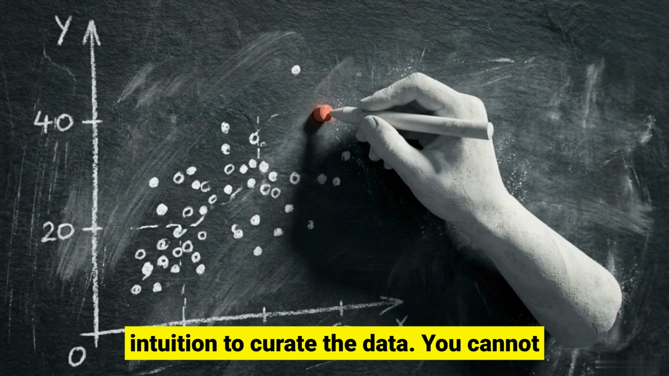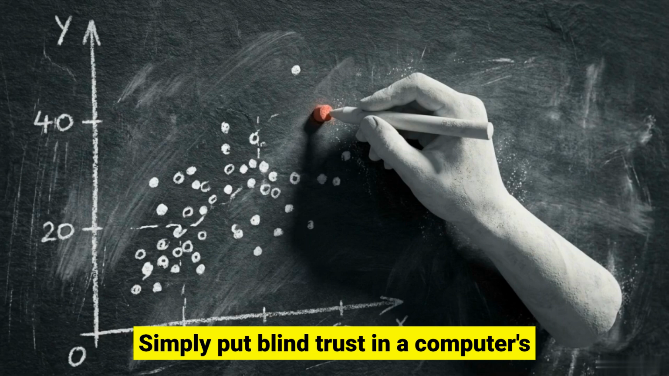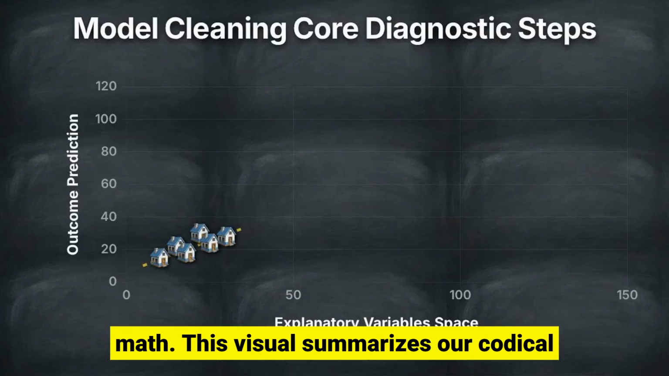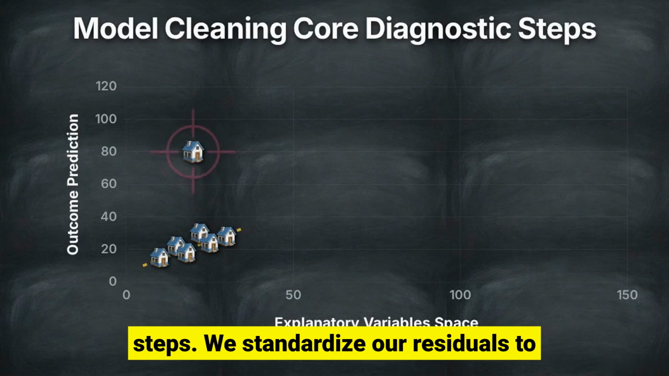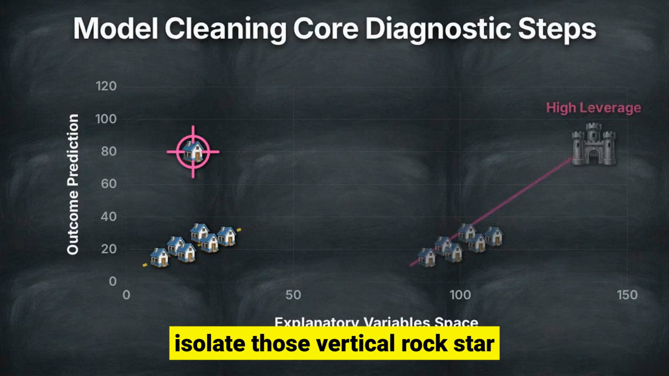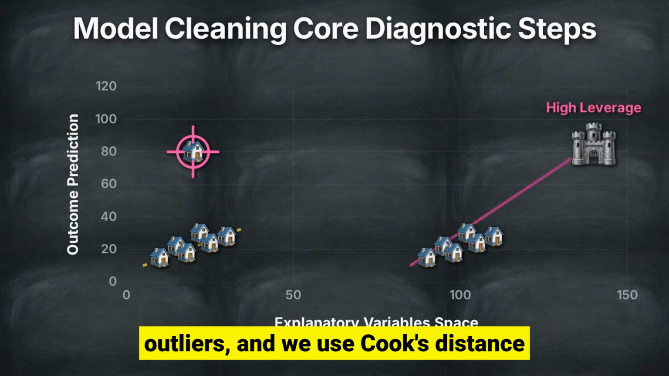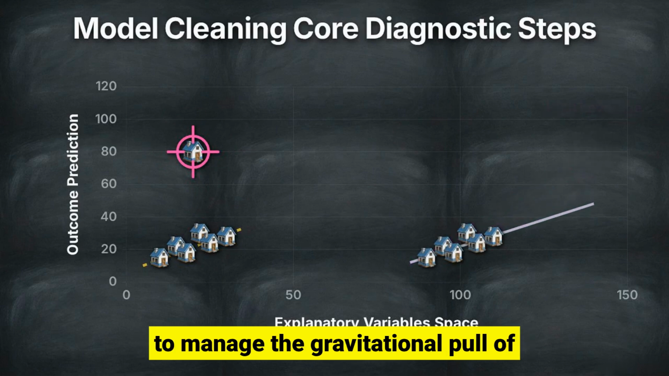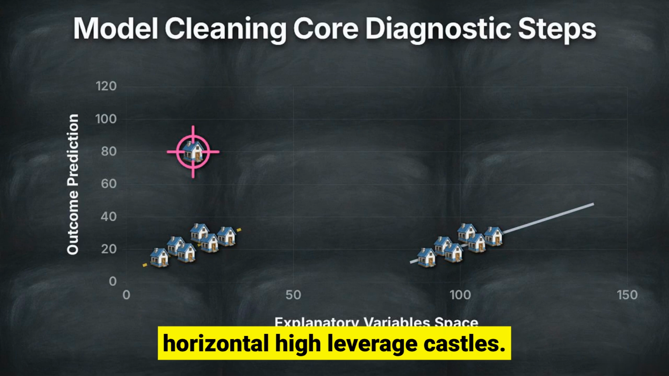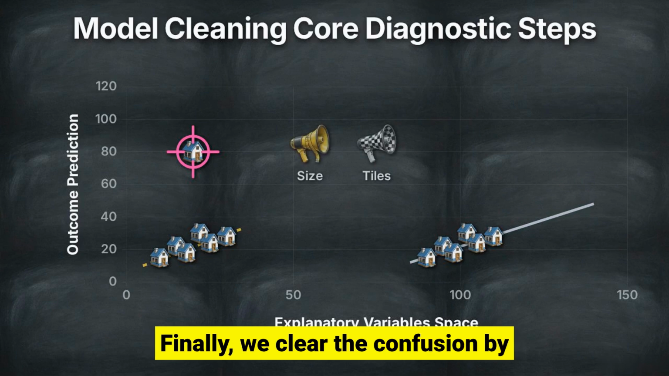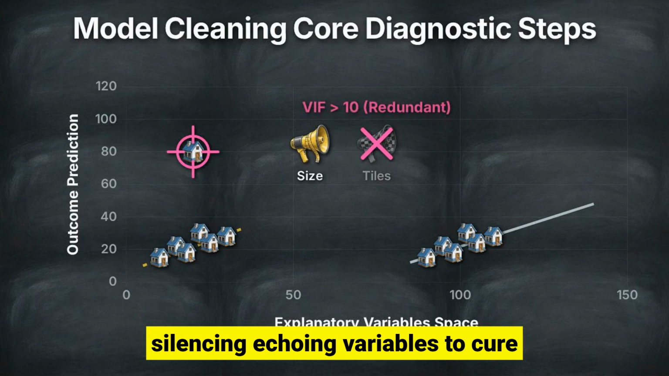Generating a clean, trustworthy prediction requires active human intuition to curate the data. You cannot simply put blind trust in a computer's math. This visual summarizes our critical steps. We standardize our residuals to isolate those vertical rock star outliers, and we use Cook's distance to manage the gravitational pull of horizontal, high-leverage castles. Finally, we clear the confusion by silencing echoing variables to cure collinearity.